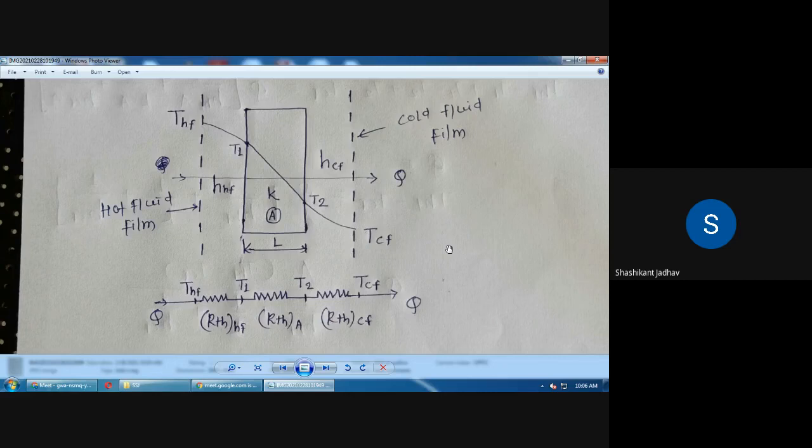Okay. Understand the meaning of each term: THF is the temperature of the hot fluid. T1 is the temperature at the left hand face of the metal surface. T2 is the temperature at the right hand surface. K is the thermal conductivity of that metal. HHF is the heat transfer coefficient for the hot fluid. HCF is the heat transfer coefficient for the cold fluid. And Q is the heat transfer through that particular system. So all of you draw this diagram, and after completion, put that message in the chat box so that I will proceed.